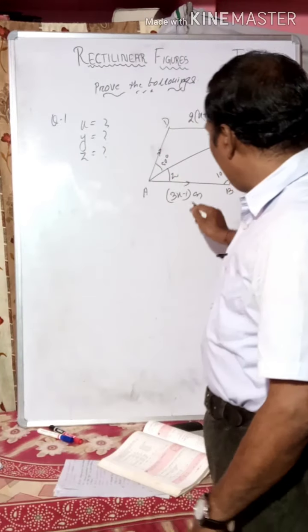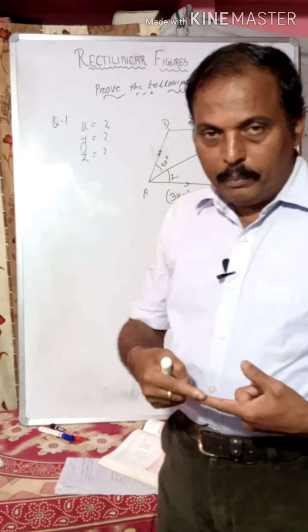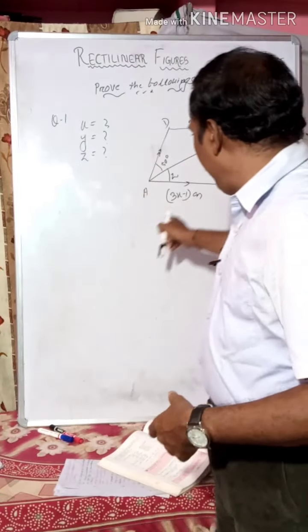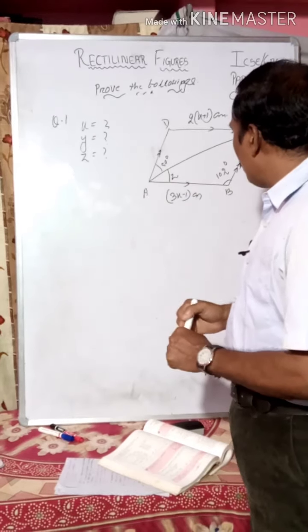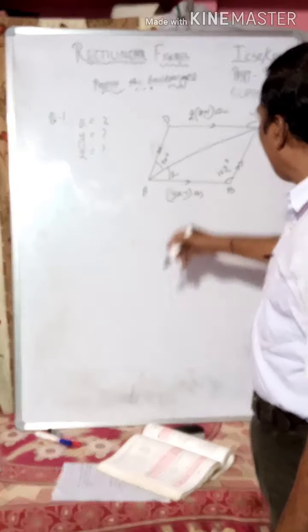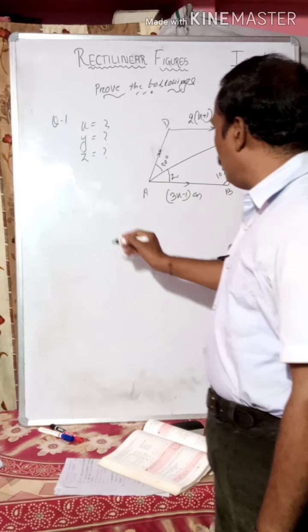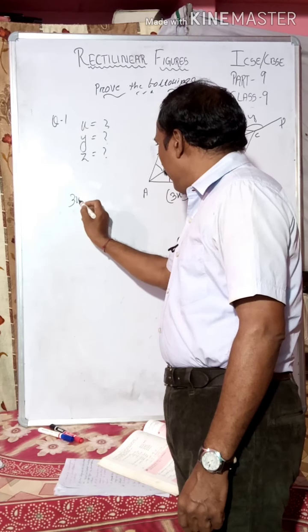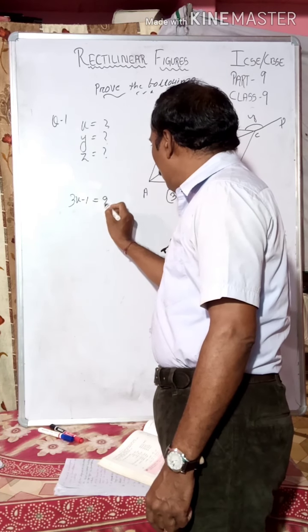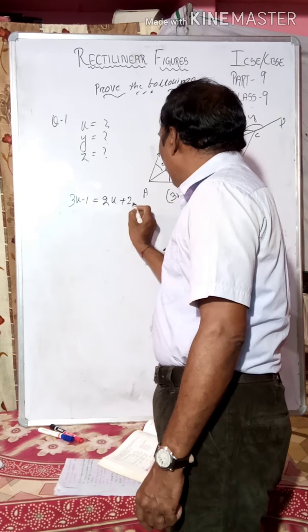First, if it is a parallelogram, we know that in a parallelogram opposite sides are equal. So AB is equal to CD. So 3x minus 1 is equal to 2x plus 1.